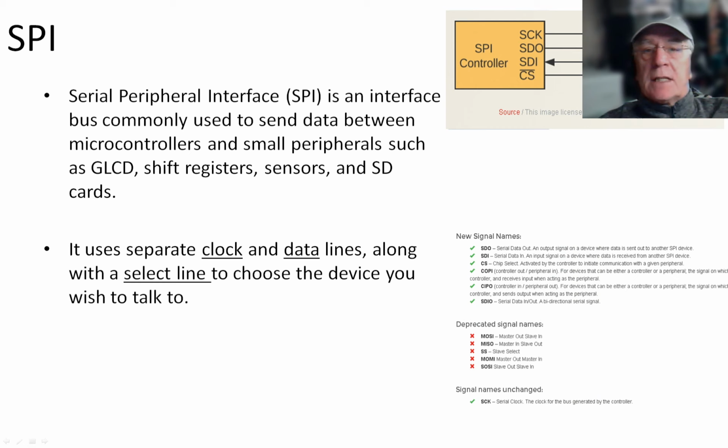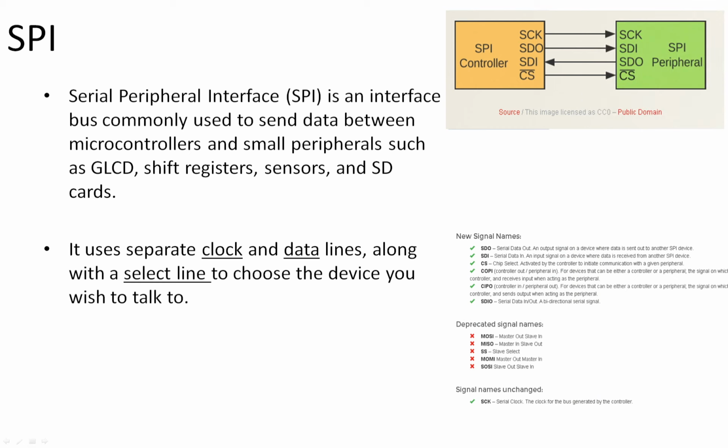Let's just talk about SPI for a minute. SPI, or the Serial Peripheral Interface, is a bus that's very often used to communicate data between microcontrollers and other peripherals like this GLCD, shift registers, sensors, and the SD card. The memory SD card is SPI.